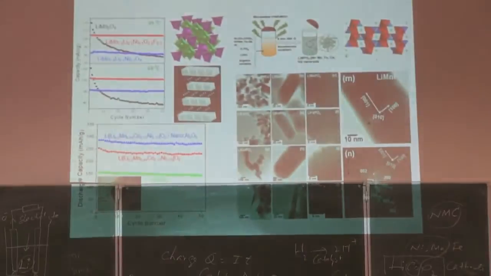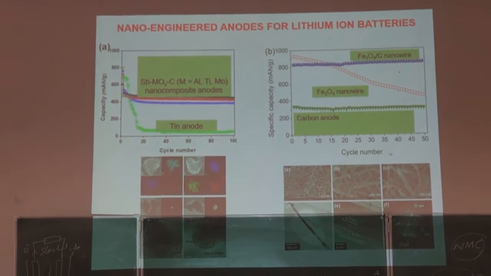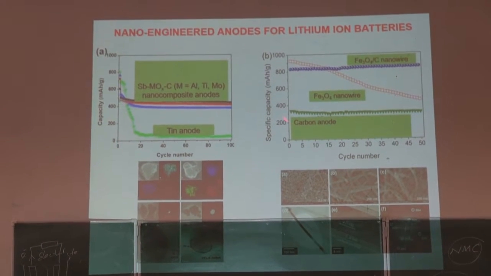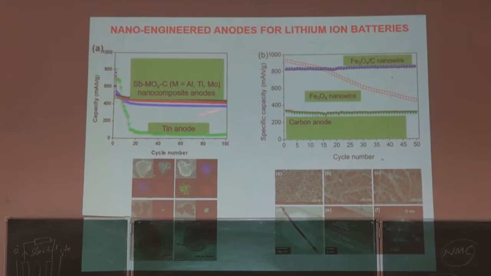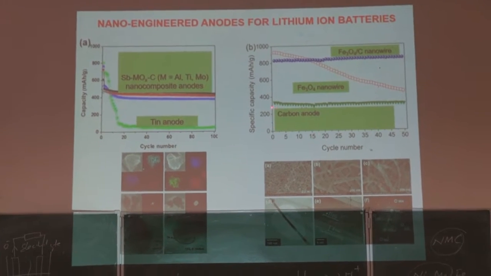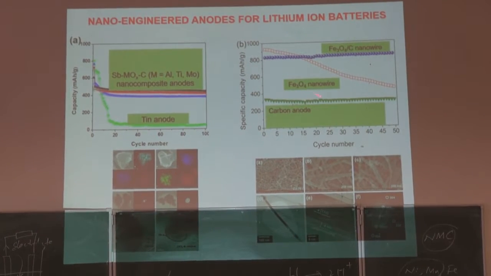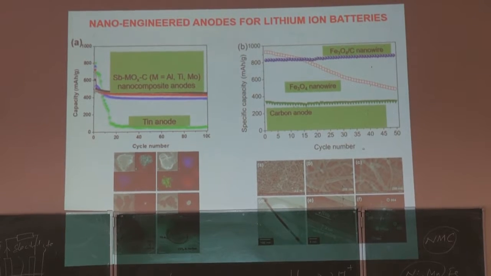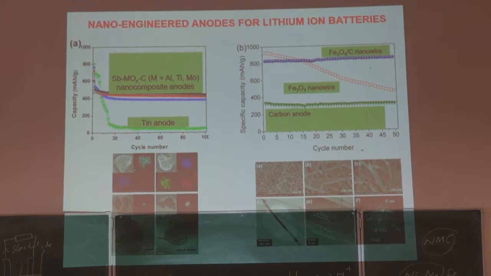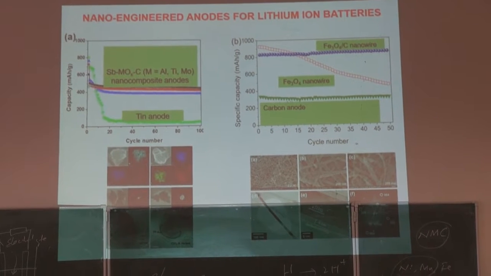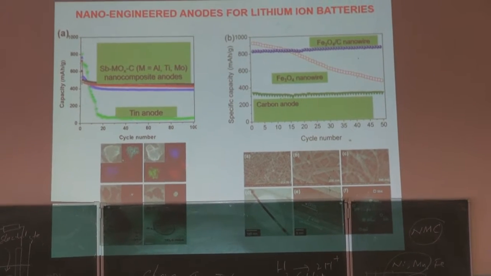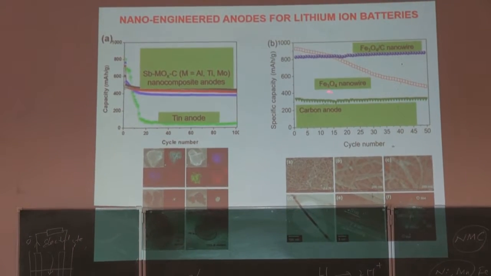So in terms of anode, you can see carbon is 372, but still very stable. Now people are recently using silicon and tin. They show large numbers, but they go down very quickly. But recently people have made iron oxide nanowires and mixed them with carbon, so they can get stable capacity of about 800. So that's pretty interesting.